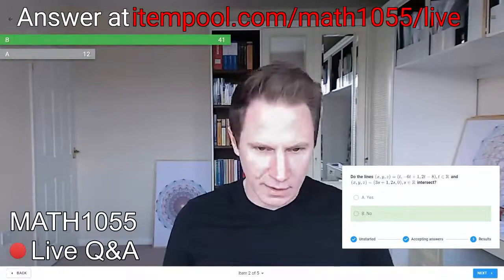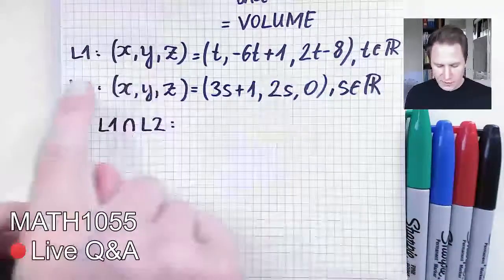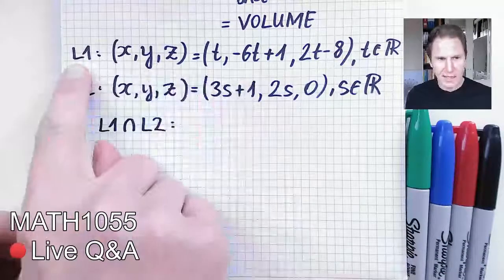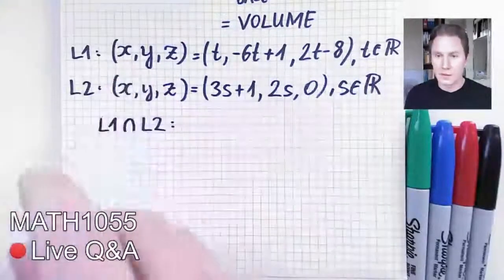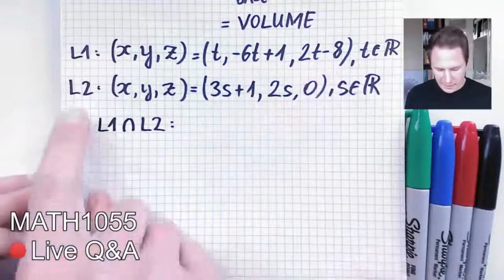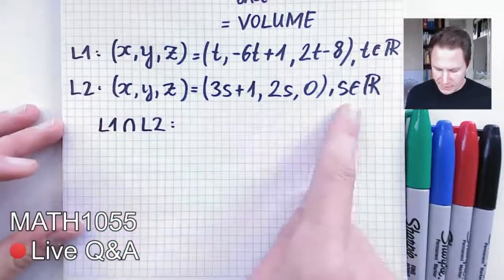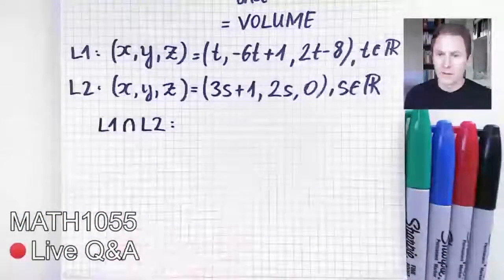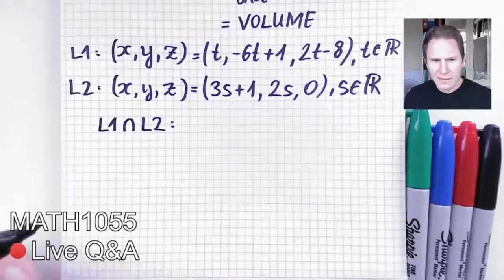So the correct answer was B. No, they don't intersect. And let me quickly show you why they don't intersect. So the idea is that you have these two equations for these lines. So line 1 consists of points which have coordinates x, y, z in this form, and line 2 consists of points which have coordinates x, y, z in this form. So s and t are the parameters for parameterizing these lines.